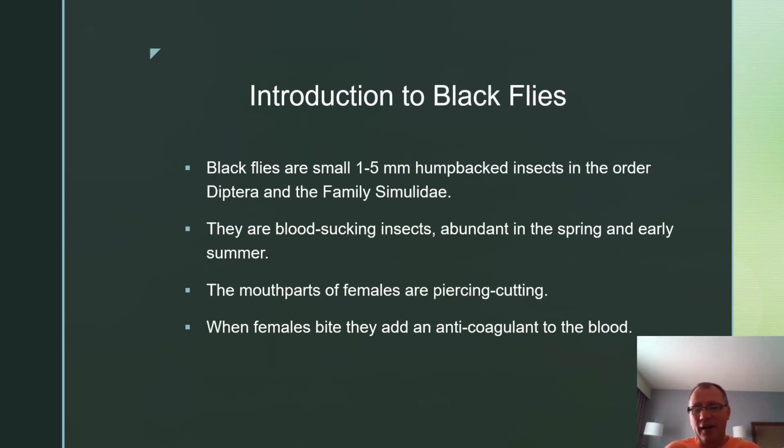We need to do an introduction to black flies. Black flies are small, 1 to 5 millimeter humpback insects in the order Diptera and the family Simuliidae. They are blood-sucking insects abundant in the spring and early summer. The mouthparts of females in biting flies are piercing-cutting. When females bite, they add an anticoagulant to the blood.